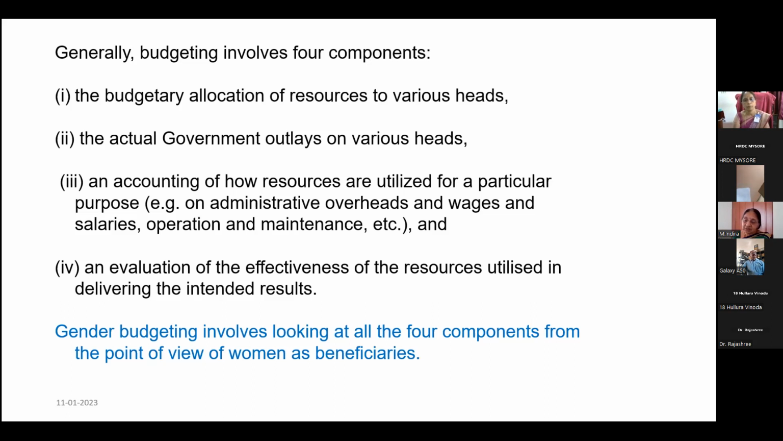And after all these things, who are the women? Women are also not homogeneous. All women are not one and the same. There are so many differences in the sense of educated, uneducated, rural, urban, and rich, poor. So there is so much heterogeneity. So in gender budgeting, who are the women who got benefited, whether they got equal access or not, all these things we will be looking at. All these stages are there in the gender budget also, but all these stages will be seen with a gender lens.